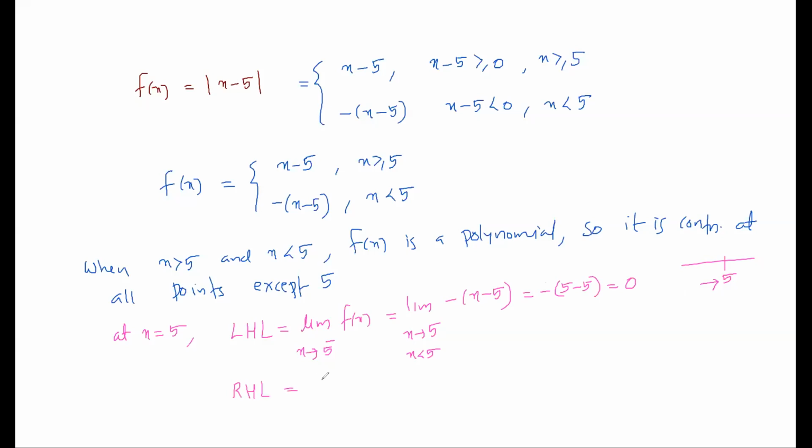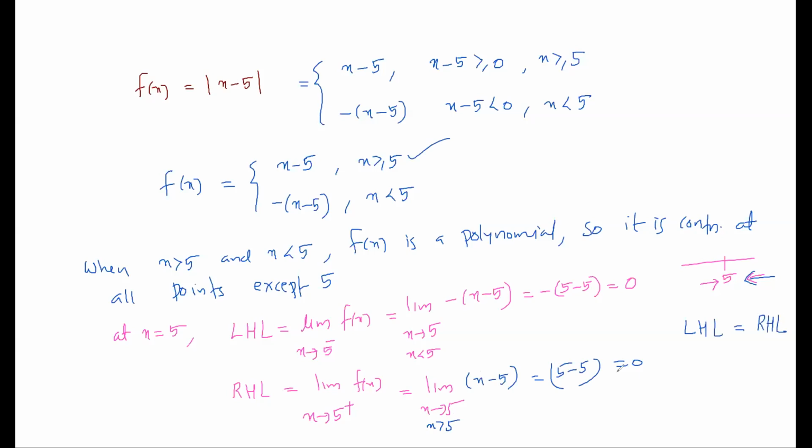Right hand limit, the limit of that function as x approaches 5 from the right side. If you approach from the right side, x will be greater than 5, and the function will be x minus 5. When x is greater than 5, the function is x minus 5. So now direct substitution, 5 minus 5, 0. That means the left hand limit exists, the right hand limit exists, and both are equal. That means the limit exists. So the limit of f of x as x approaches 5 is equal to 0. The limit exists.